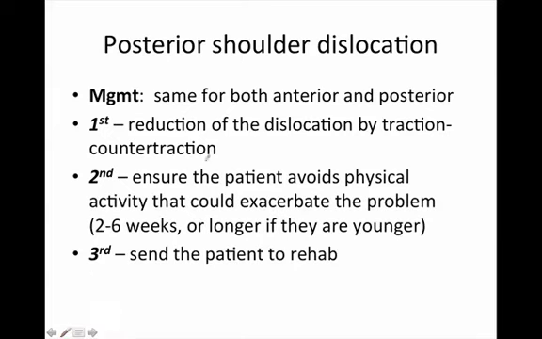Okay, so what's the management? It's the same for both anterior and posterior. Reduction of the dislocation by traction and countertraction. That helps to get it back into the socket. Second, ensure the patient avoids physical activity. At least 2 to 6 weeks should be taken off from anything. Now, if they're younger, they're more susceptible to severe permanent injury, so it should be even longer, minimum 8 weeks and more. And then finally, patients should go to rehab, because we want to ensure that they are regaining functional use in an appropriate manner.